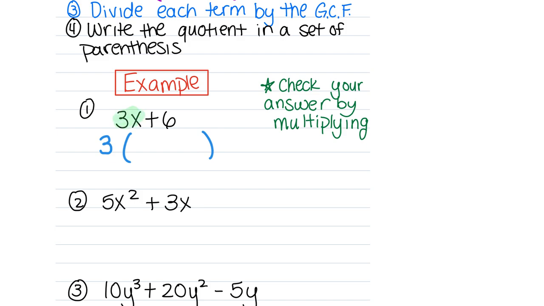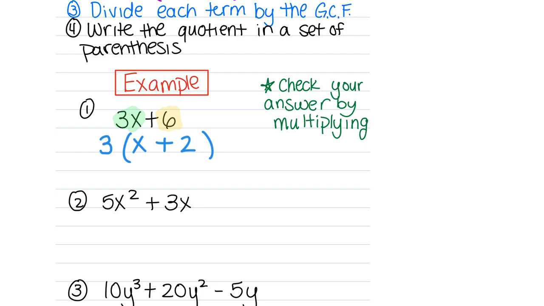So if I do 3x divided by 3, what do you get? 1x. Now I'm going to take the 6 and divide by 3. What's 6 divided by 3? 2. Do I put just 2 or should I put a plus 2? Plus 2. So there's my answer. That means that 3 times x plus 2 is 3x plus 6. We broke 3x plus 6 down into its 2 factors, 3 and x plus 2.